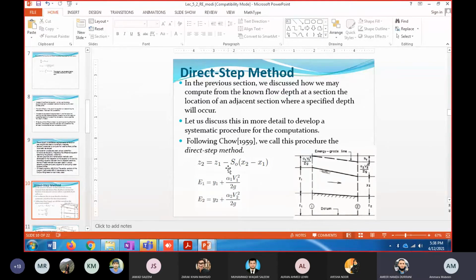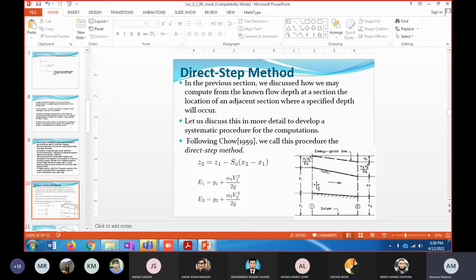So it is actually the slope of this line. Okay, Z2 minus Z1 over X2 minus X1 is actually S naught. This we have discussed in the previous lecture. So you can calculate Z2 through this formula, and then E1, you know E1 and E2.